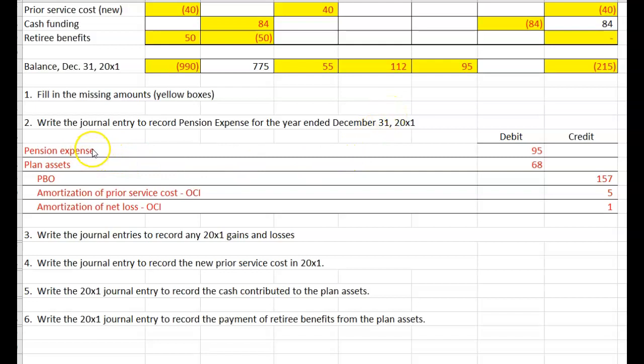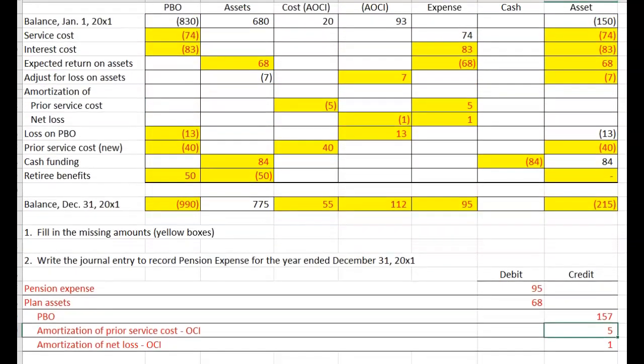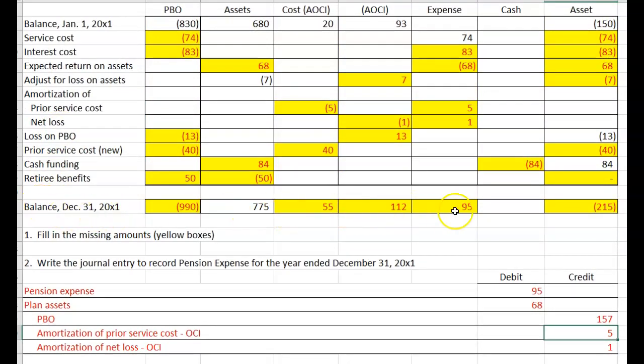The journal entry should be a debit to pension expense $95 million and a debit to plan assets $68 million. Those numbers come from our worksheet. Here's the total pension expense for 20X1, and here's the debit to the plan assets of $68 million. Now we need to credit the PBO for the two numbers in our pension expense that come from the PBO, and that's $74 million service cost plus $83 million interest cost. So that's a credit to the PBO of $157 million.